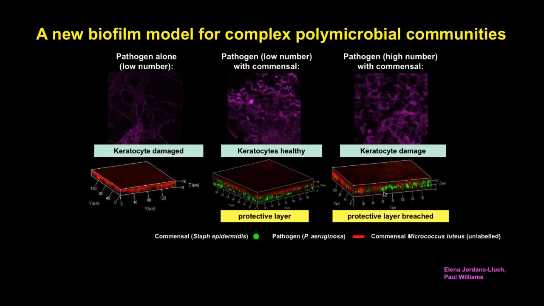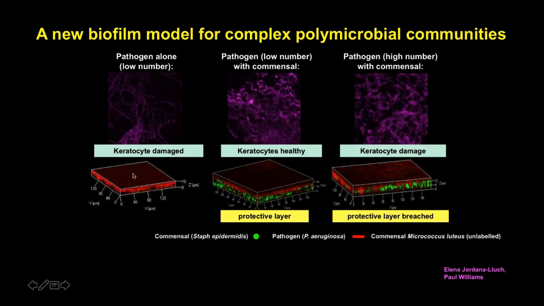So here you can see some of our biofilms that we've grown on top of skin cells, keratocytes, which we stained up with cell masks in purple. And you can see if we have just the pathogen, there's a lot of damage to the eukaryotic cells. With a low number of the pathogen and with commensals, there's a little bit of damage, and with a high number of the commensals, the pathogen with the commensals, there's much more damage because the cells are starting to look broken.